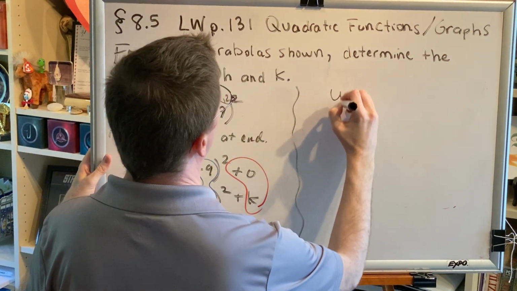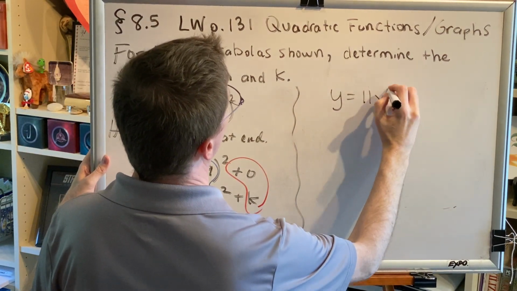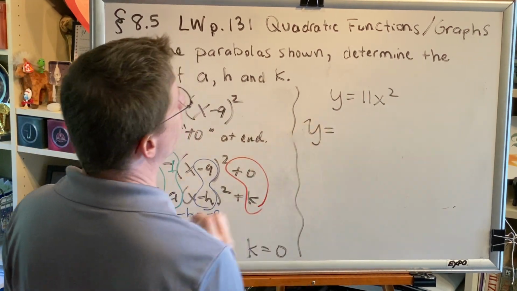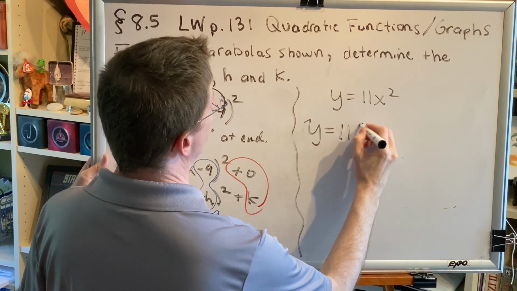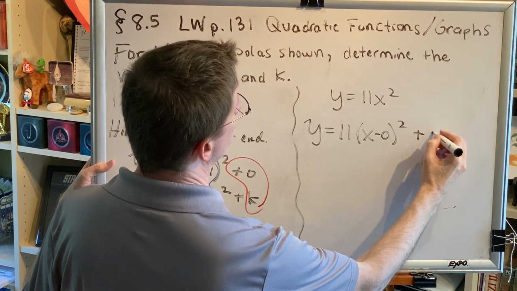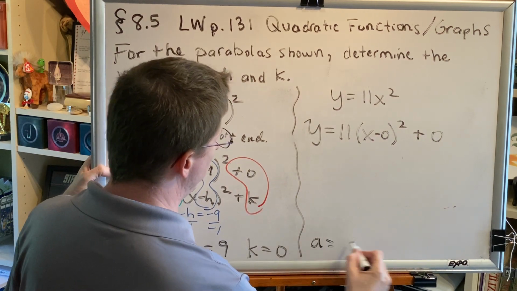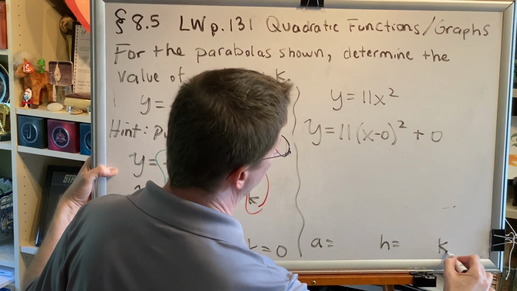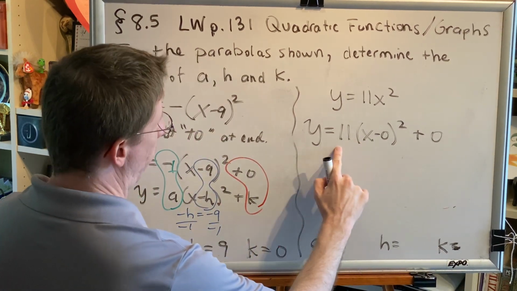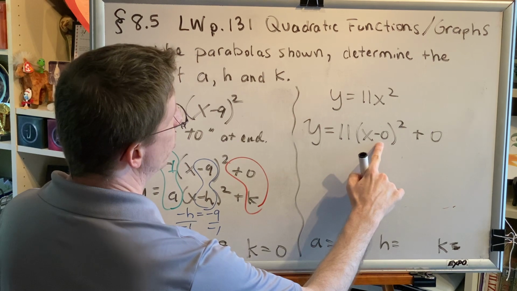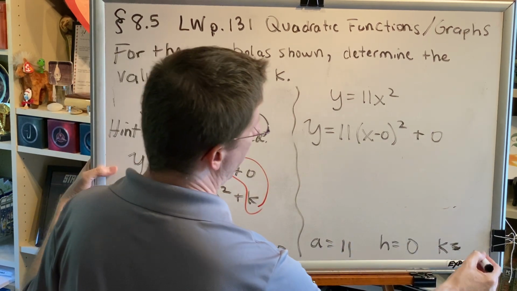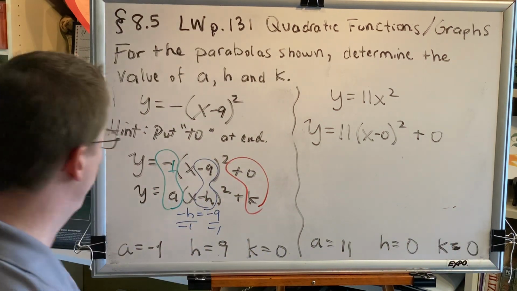y equals 11x squared. Okay, we're going to use both of the previous hints in this one problem. We're going to write this as 11 parenthesis x minus 0 close parenthesis squared plus 0. So we can very easily see a, h, and k. All right, so we know a is the number multiplying by the squared part, so that would be 11. H is the number being subtracted inside, so that would be 0. K is the number added or subtracted outside, so that would also be 0.